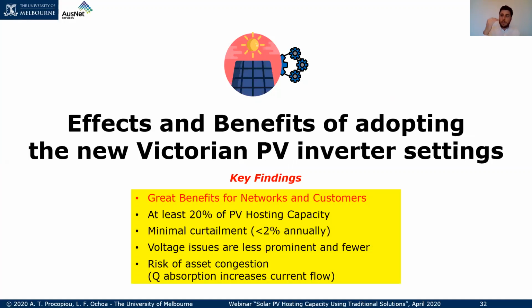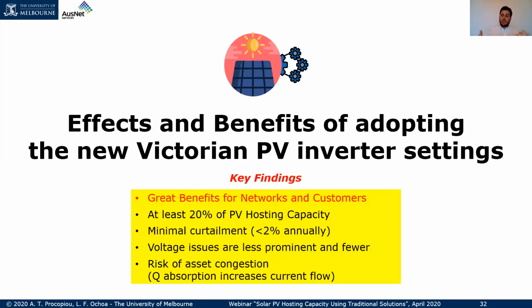And this is done with minimal curtailment, in the range of around 2% of annual curtailment with these particular settings. With this, it allows us to reduce the magnitude of voltage that we are seeing in the networks, and the number of customers that are not compliant with the standard, that are actually facing voltage issues, is becoming lower.